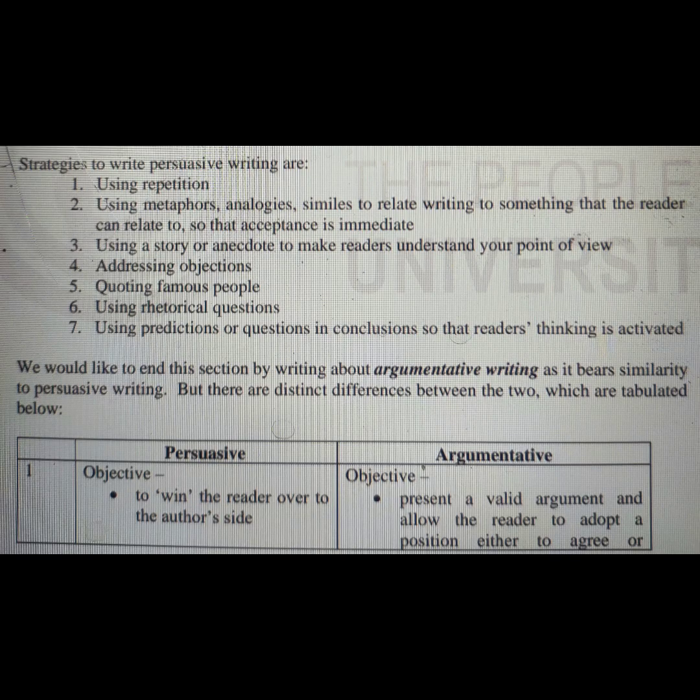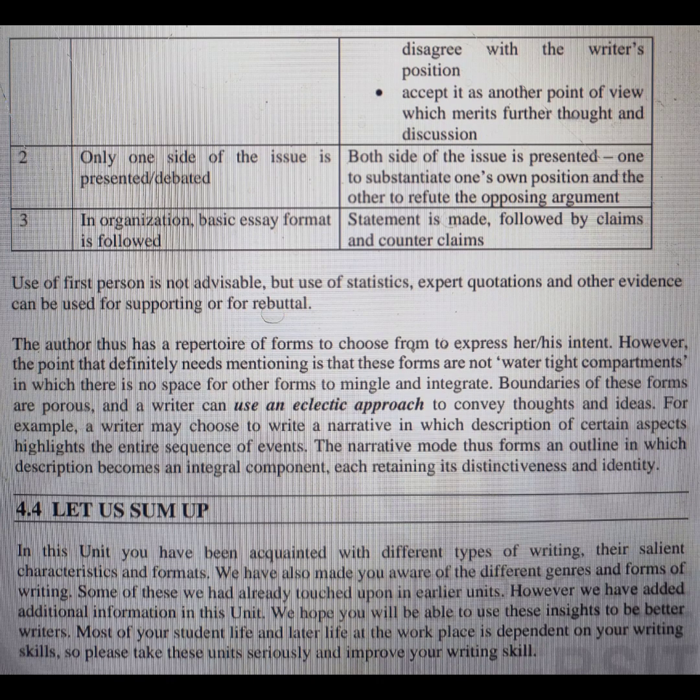We would like to end this section by writing about argumentative writing as it bears similarity to persuasive writing. But there are distinct differences between the two, which are tabulated below. 1. Persuasive. Objective: to win the reader over to the author's side. Argumentative. Objective: present a valid argument and allow the reader to adopt a position, either to agree or disagree with the writer's position. Accept it as another point of view which merits further thought and discussion.